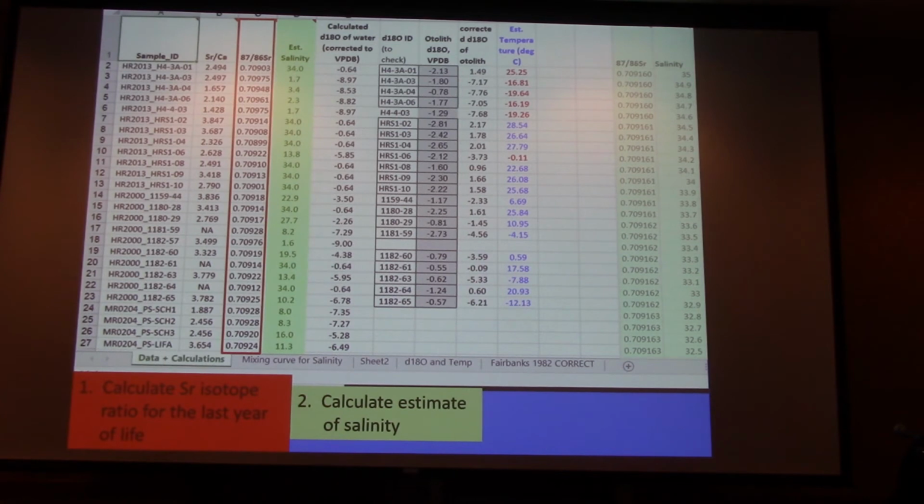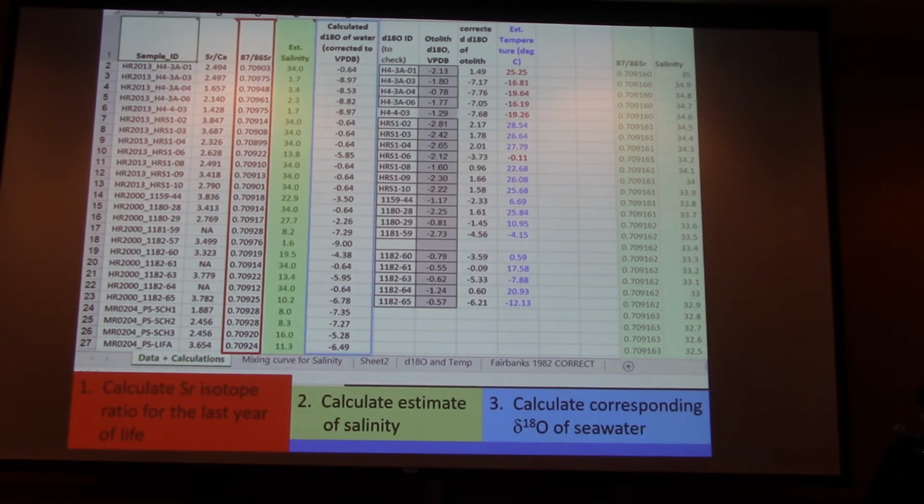So at this point, we've got our estimate of the salinity that the fish are exposed to. So our simple third step is to then finally calculate the corresponding oxygen isotope ratio of the seawater that the fish was exposed to. And that's going to be this column in blue. We got there from mathematics that we found from Fairbanks' work published in 1982.